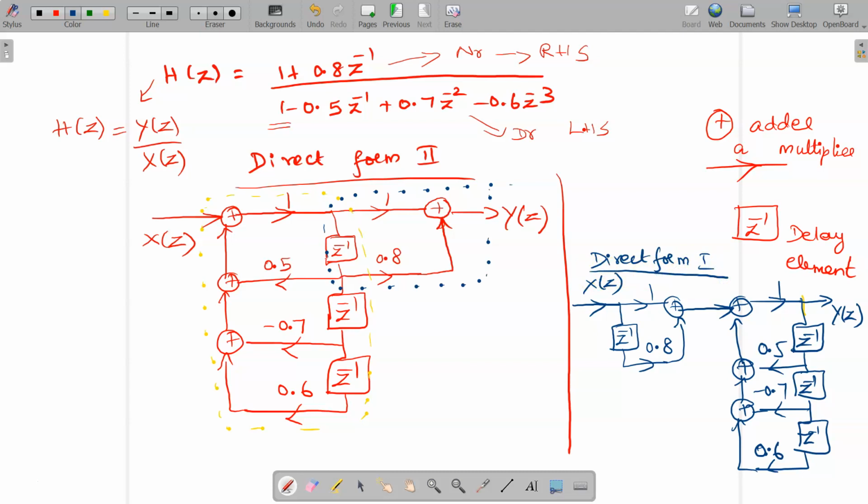So for the given H of z, this is the direct form 2 structure, this is direct form 1. So always remember that the numerator you have to draw in the right side, the denominator you have to draw in the left side. While drawing in the left side, change your direction, also change your sign. Once you have done that, split your diagram into two halves. So the right side part will come in the left side, and the left side part will come in the right hand side.